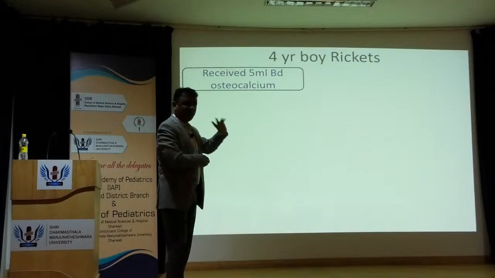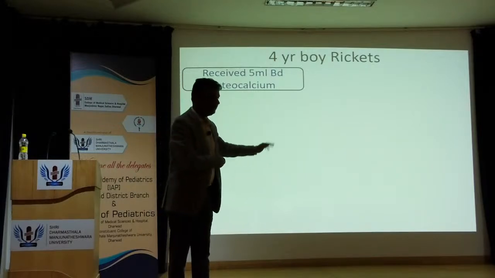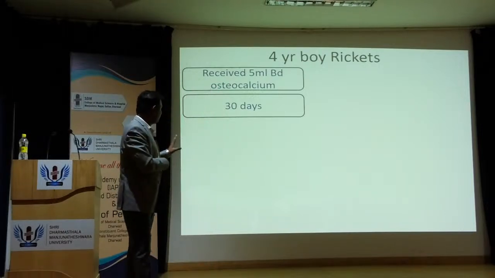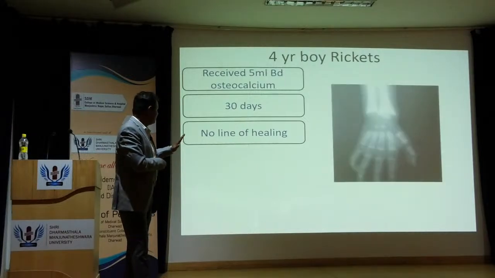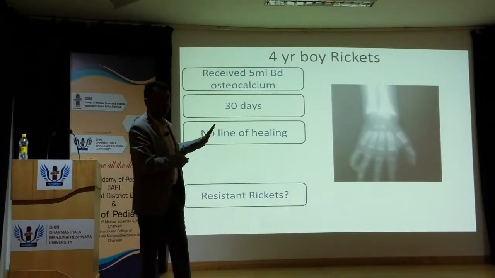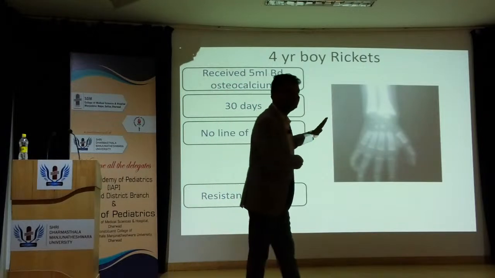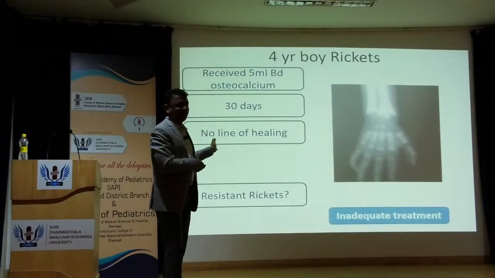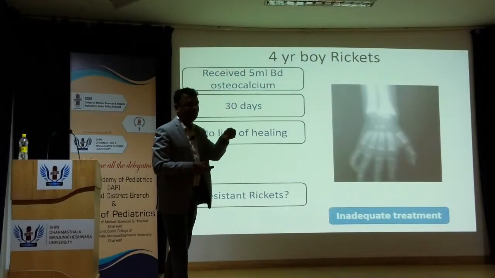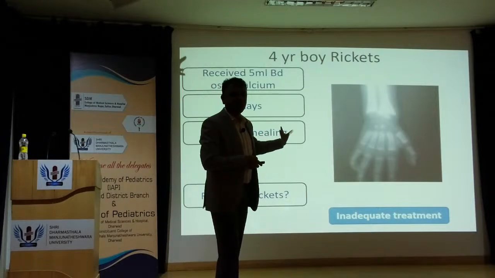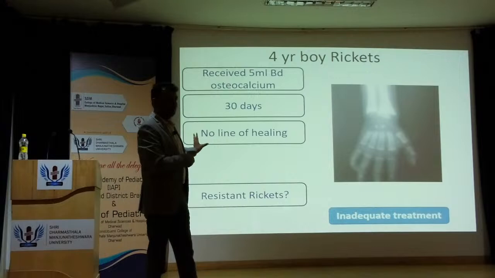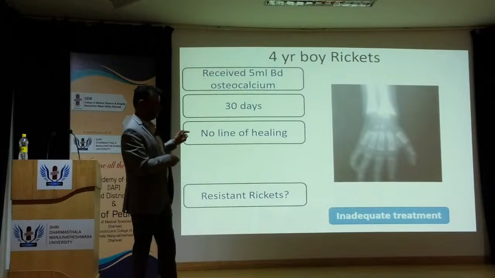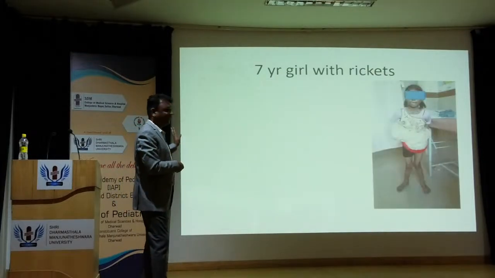A 4-year-old boy. He also has been diagnosed to have rickets unambiguously. No problem with the diagnosis. But he had received 5 ml of osteocalcium, the syrup that we give, and after 30 days there is no line of healing. So is this resistant rickets? Anybody? Exactly, this is inadequate treatment. Osteocalcium contains hardly any vitamin D, so this child required vitamin D. When you don't supplement properly, you don't expect them to respond well.